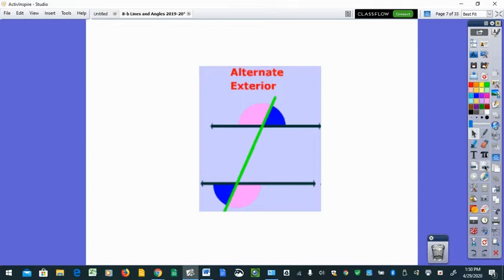Let's go on the outside, the exterior. You can see to the right of the transversal outside, look at the blue, and to the left of the transversal outside, you can see those two blue angles are a pair of alternate exterior, and they would have the same measure. Same thing with the two pink.